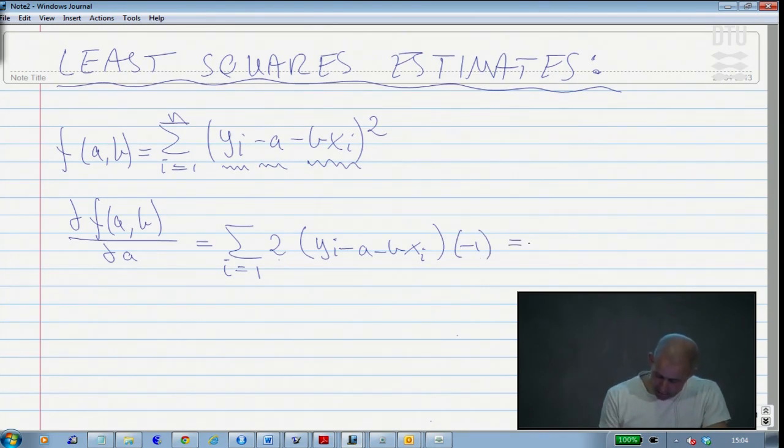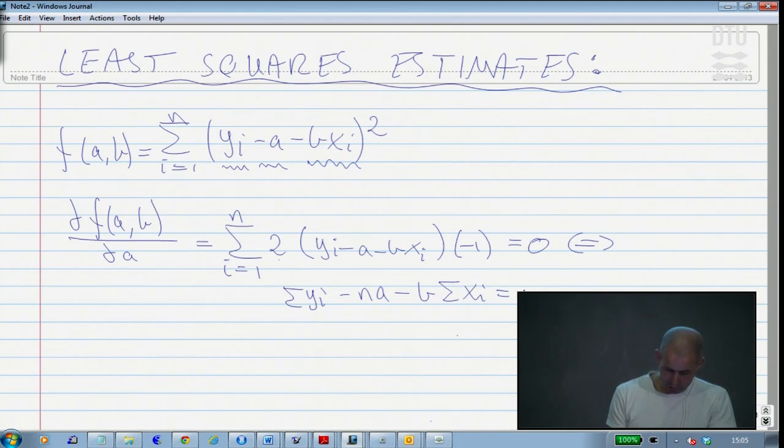Then we equate this to 0, and let's do a first solution step here by taking in the sums. I remove the 2 and the -1, or rather multiply it away. So I would have the sum of yi minus n times a minus b times the sum of xi equaling 0. That is at least the first step.